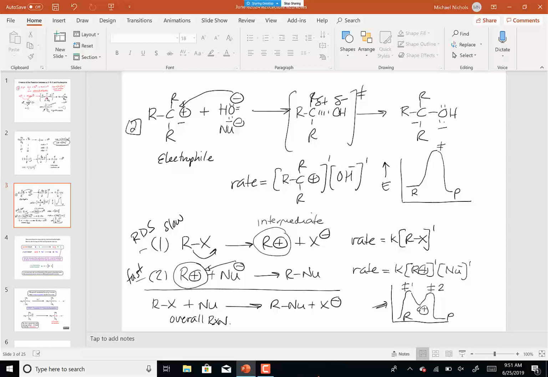Are you going to expect us to have to write our own mechanisms? Oh, absolutely. I mean, that's going to be the next test. You're going to have to write products. You're going to have to write the mechanisms. Yeah, we don't skip mechanisms.